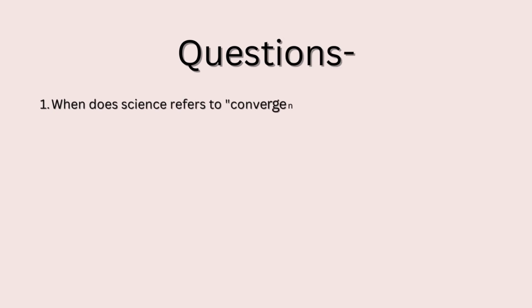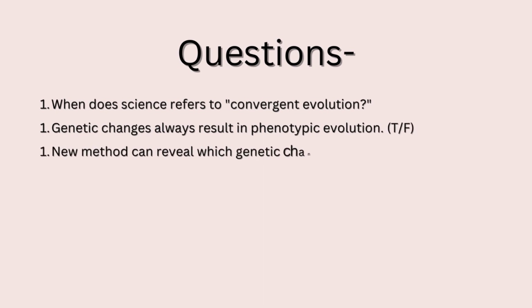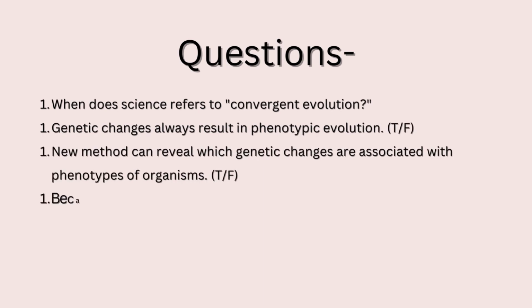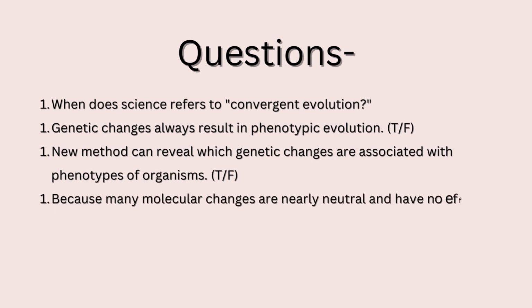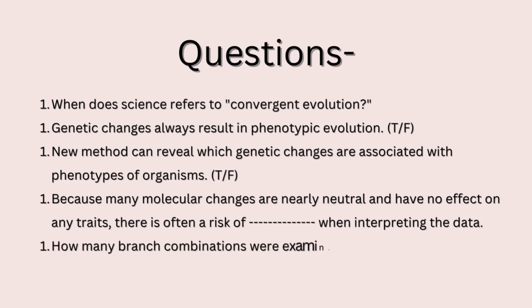Questions. When does science refer to convergent evolution? Genetic changes always result in phenotypic evolution. True or false? New methods can reveal which genetic changes are associated with phenotypes of organisms. Because many molecular changes are nearly neutral and have no effect on any traits, there is often a risk of what when interpreting the data. How many branch combinations were examined in vertebrate genes by the two researchers?